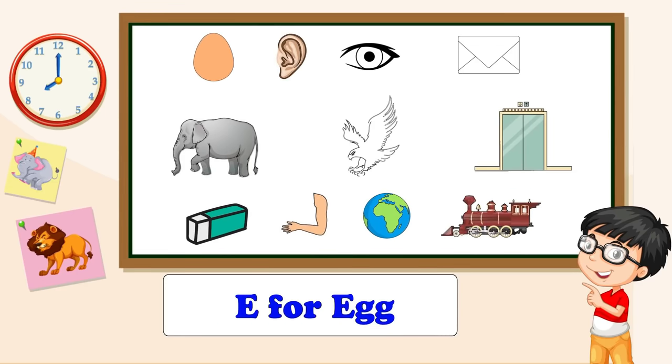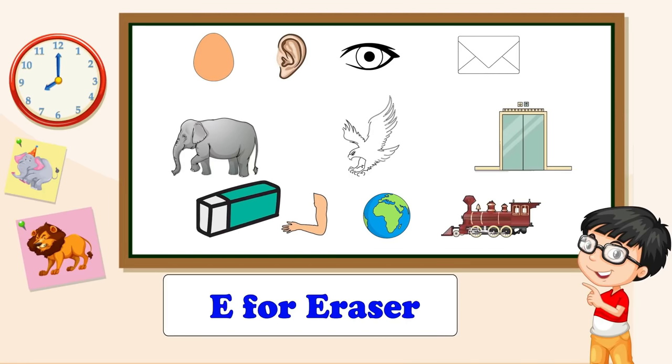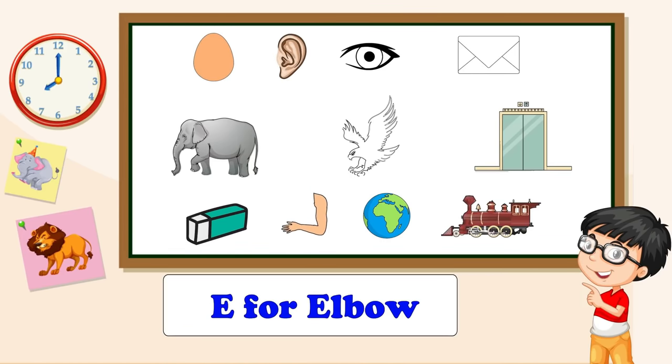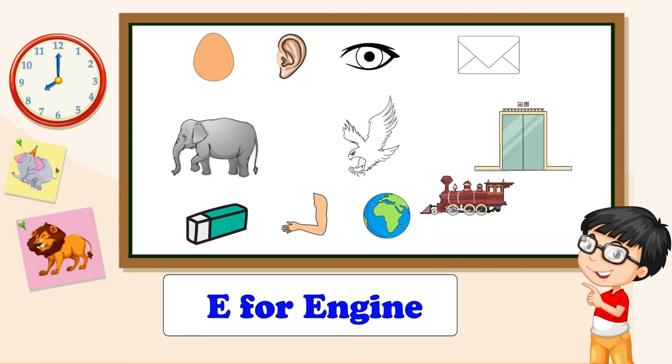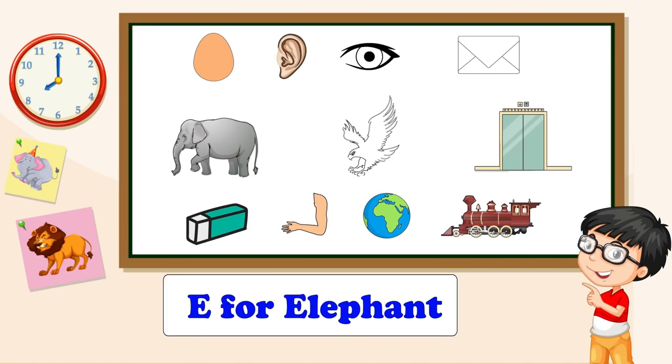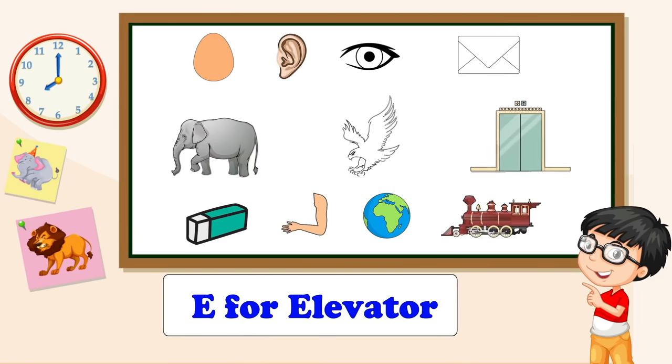E for egg. E for air. E for eye. E for envelope. E for eraser. E for elbow. E for earth. E for engine. E for elephant. E for eagle. E for elevator.